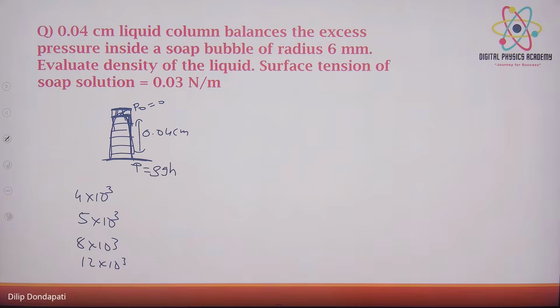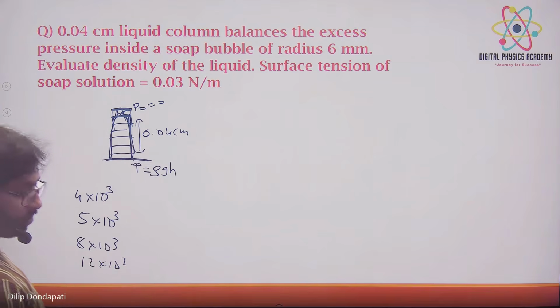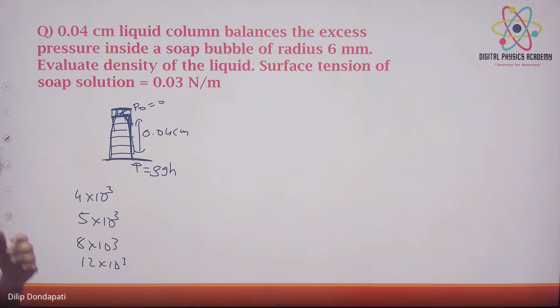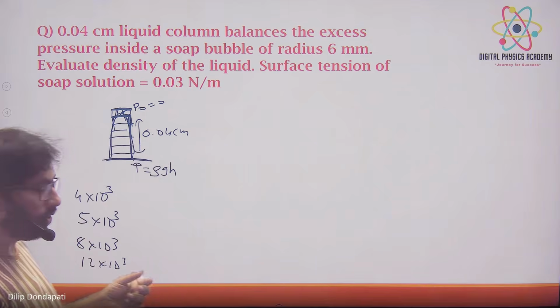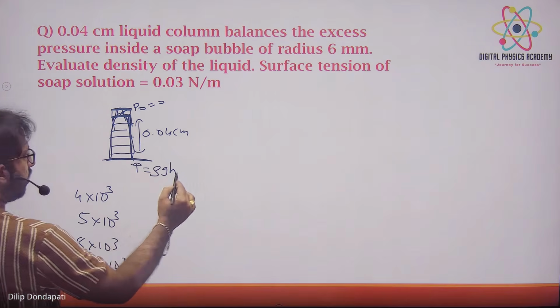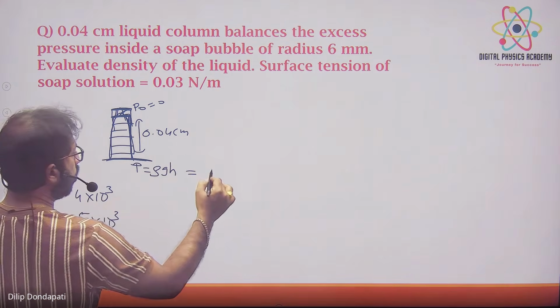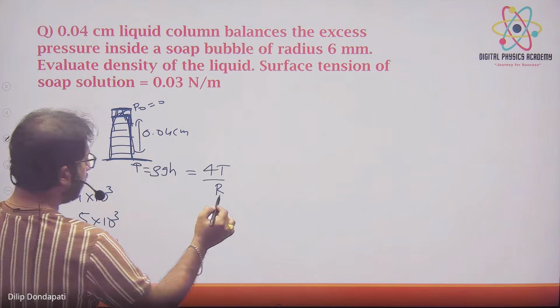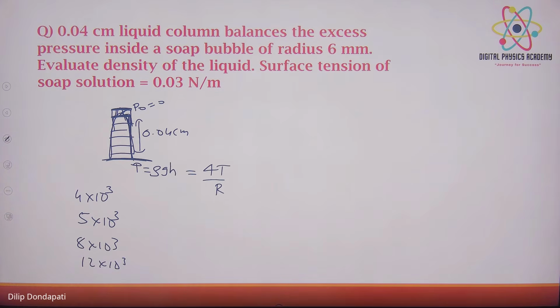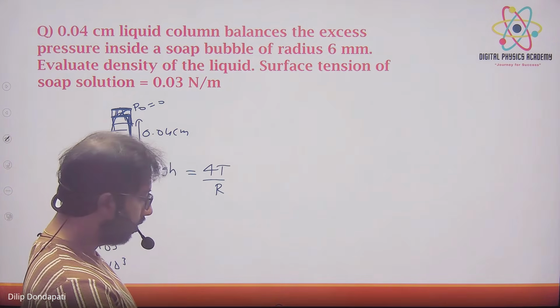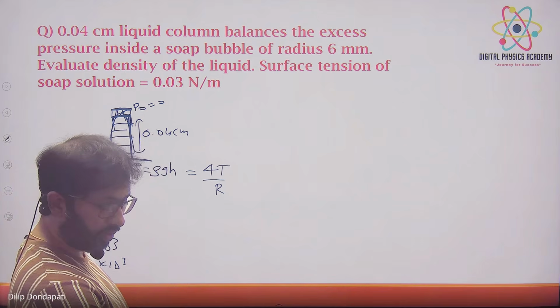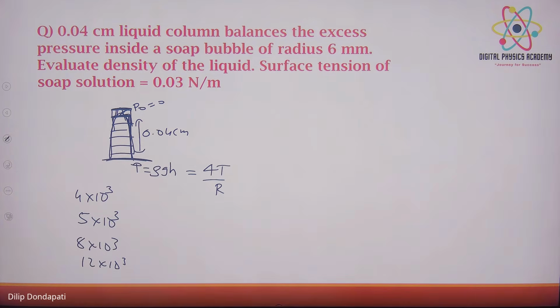So you get 5 into 10 power 3. The unit is kg per meter cube. We are supposed to find the density of the liquid. So equate with the excess pressure, which is 4T by R in a soap bubble. Equate like this and solve. You can take g as 10 and solve.